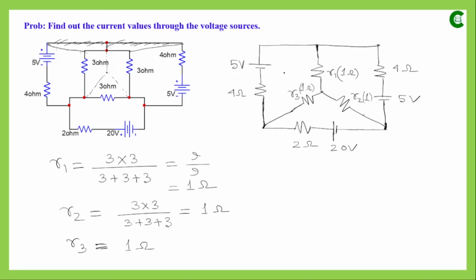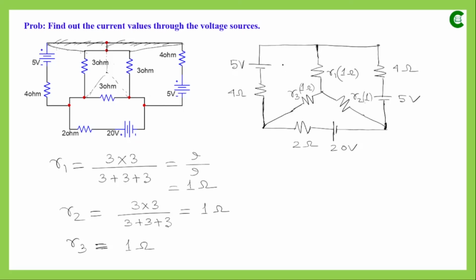One loop, this is one loop, this is another second loop, and this is another loop, the third loop. So what we can do is, in this circuit we have resistances 3 plus 3, 6 resistances, and we have 3 voltage sources. So we can easily apply KVL in these loops.